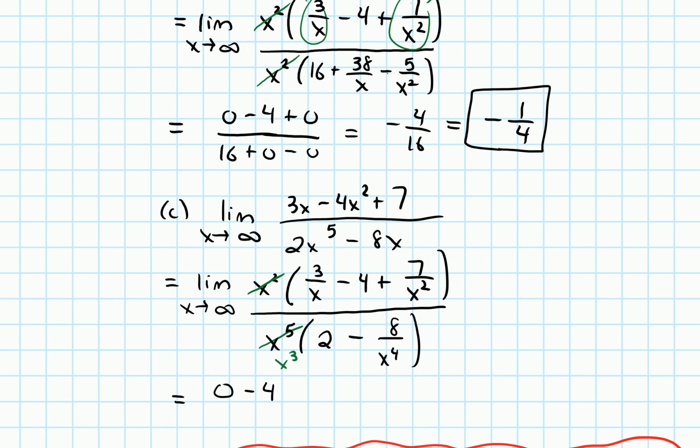I have minus 4. 7 over infinity squared is 0. On the denominator, we have x cubed, so that'll be infinity cubed times 2 minus, and then 8 over infinity to the 4th, that's 0. So overall, we have negative 4 on the top. On the denominator, we will have infinity, because that's what infinity cubed is, it's infinity, times 2. So 2 times infinity is infinity still. So negative 4 over infinity is 0.